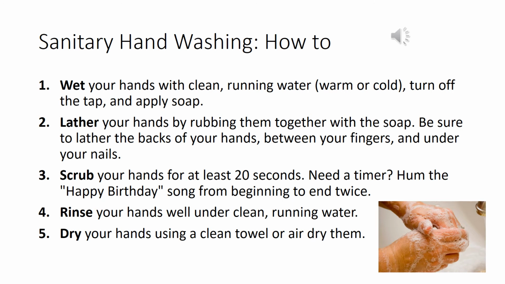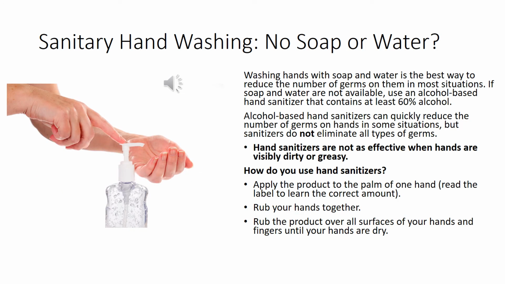One more step that is good to incorporate, but not officially recommended by the CDC. So what happens when you don't have soap and water? Well, soap and water is the best way to reduce the number of germs on your hands in most situations. If soap and water isn't available, use an alcohol-based hand sanitizer that contains at least 60% alcohol.